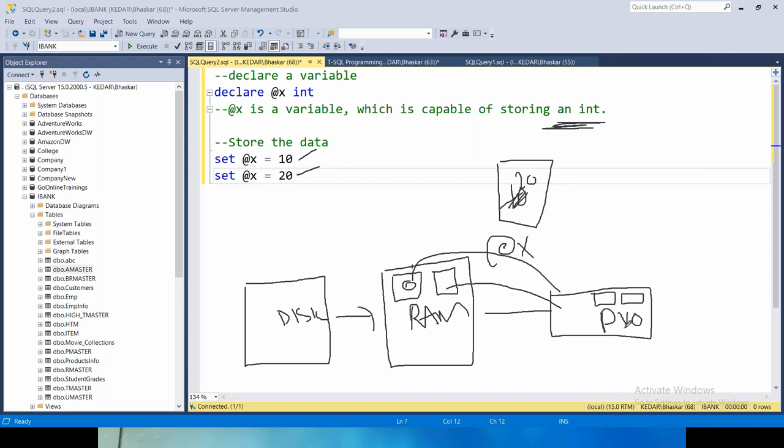For example, there is a pizza. Where is the pizza available? Pizza is available in a plate. So you assume the plate as a disk, right? From the plate, where is it going to go? It is going to go to my hand.